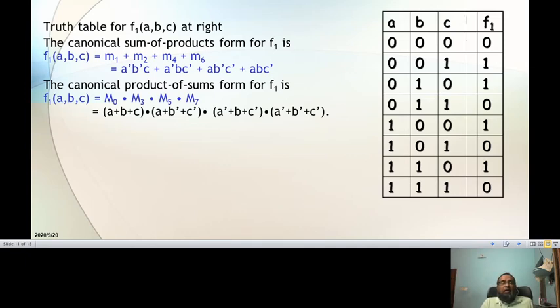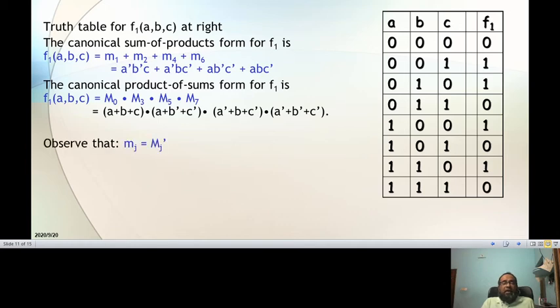So these are the minterms m1, m2, m4 and m6 that give the output 1. So the minterm expression can be written as a bar b bar c bar, that is m1 plus m2 plus m4 plus m6. Similarly, for the output 0, the maxterms are M0, M3, M5 and M7.